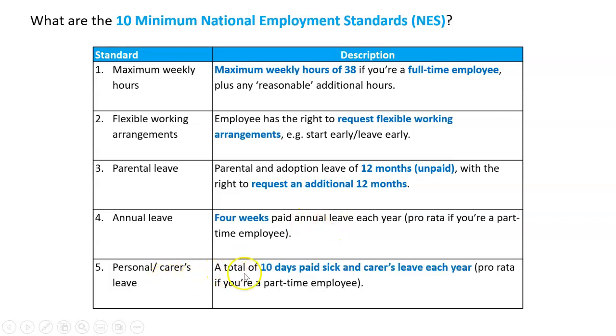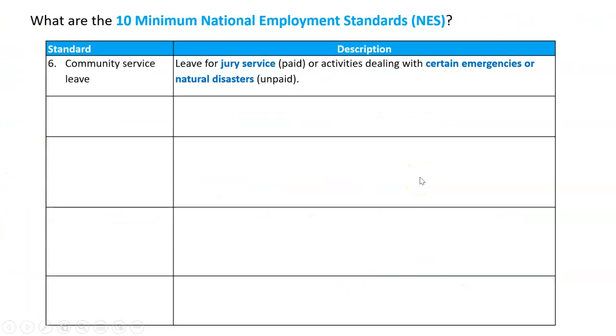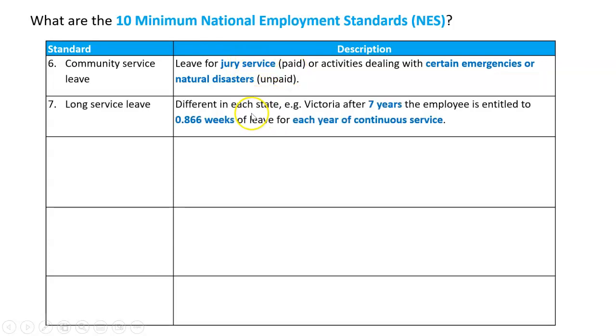Personal or carers leave. We often in Australia call these sickies, but what we mean is legally you get a total of 10 days paid sick or carers leave each year. They're the main ones. We do have some other ones about community service, like if you get on a jury, you can't be fired. You're allowed to go and be on the jury, or you have a legal duty to do that and you get paid and so on.